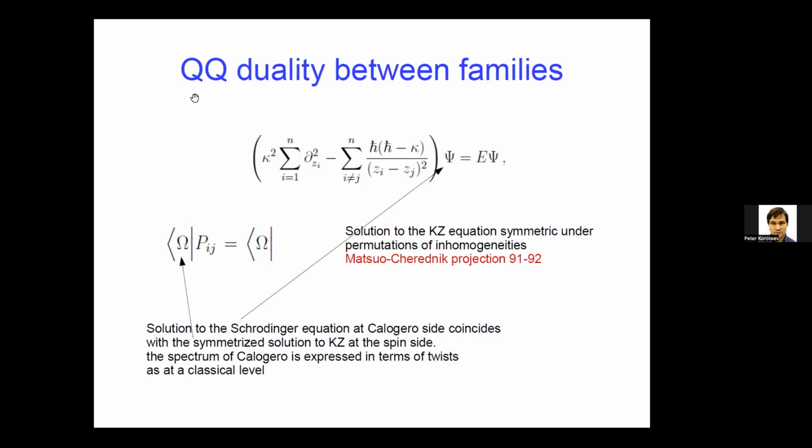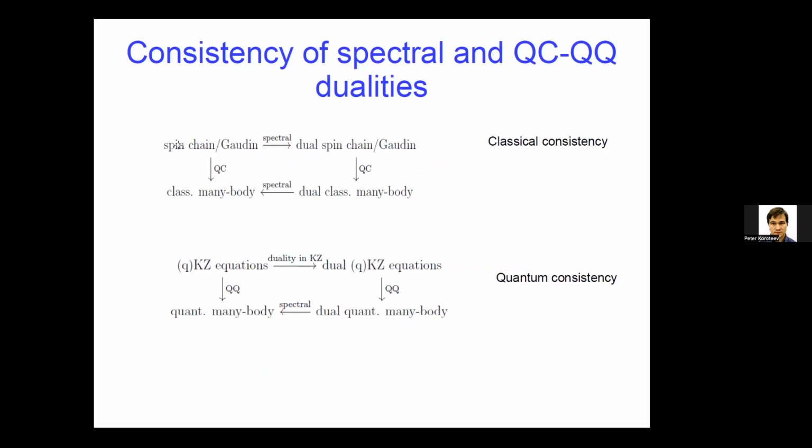So there is a clear-cut relation between the semi-classical limit of quantum duality and quantum classical duality. This is just the semi-classical limit and nothing else. One more important point is that so far I discussed two types of dualities: one, spectral duality, and the second, quantum classical and quantum duality. The natural question is whether these two types of dualities are consistent with each other. And indeed, it can be shown very explicitly that at the classical limit, we can consider the following commutative diagram, which relates two pairs of spin chain models and two pairs of many body systems.